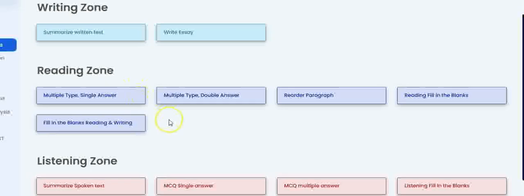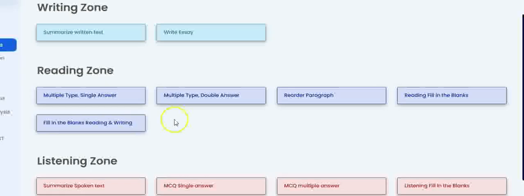The reading module has 5 sub-modules: multiple choice single answer, multiple choice double answer, reorder paragraphs, reading fill in the blanks, and reading and writing fill in the blanks. Out of the 5, 3 are most important: reorder paragraphs, reading fill in the blanks, and reading and writing fill in the blanks. Multiple choice single and double are not that important. Don't give them too much time, otherwise you will lose the crucial sub-modules, reading fill in the blanks and reading and writing fill in the blanks.